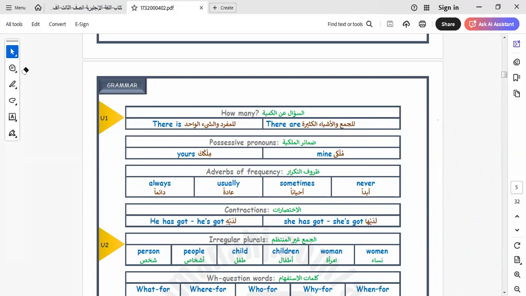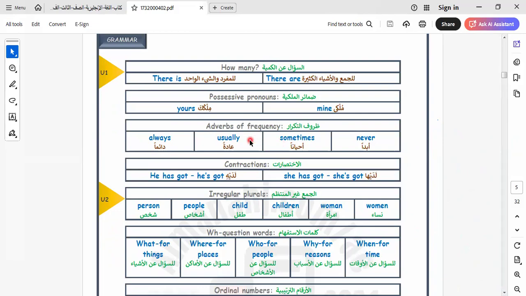Also in this unit, we learn about the adverbs of frequency that we use in the simple tense form: always, usually, sometimes, never. As we know, a habit that happens 100% of the time takes always, and a habit that doesn't happen will be 0%.